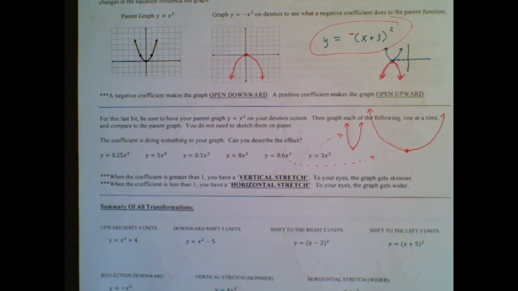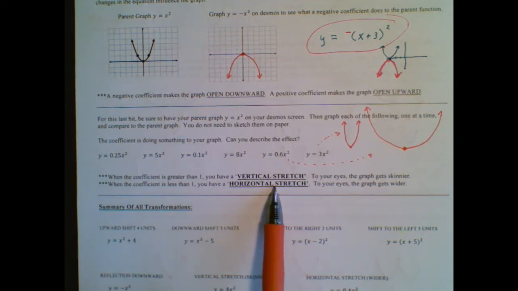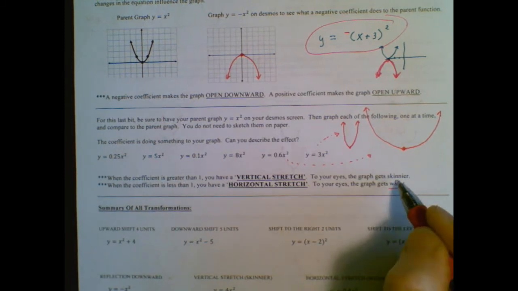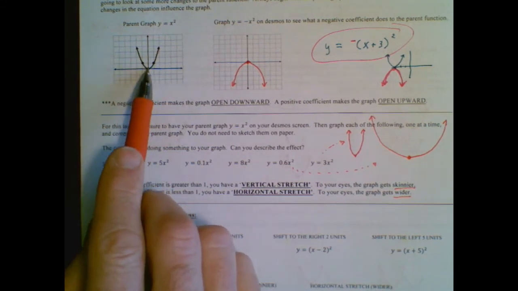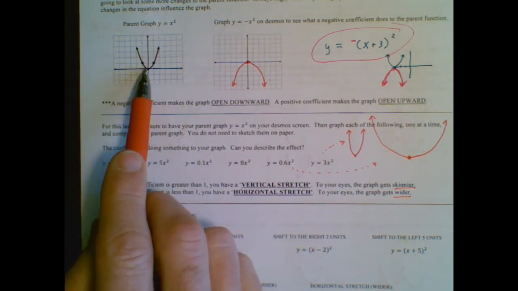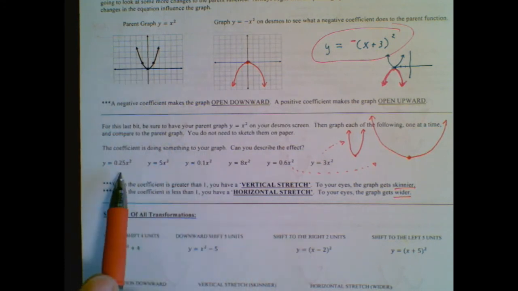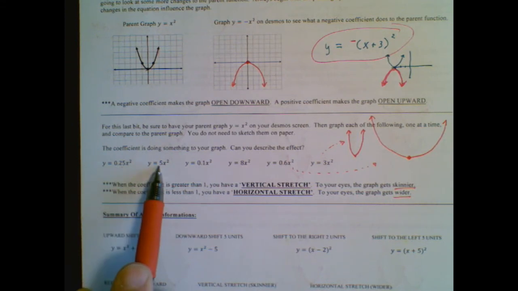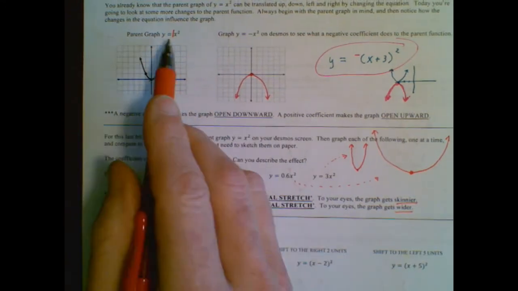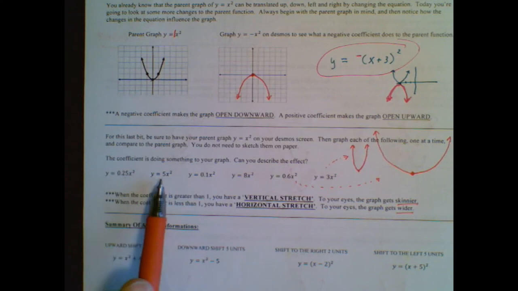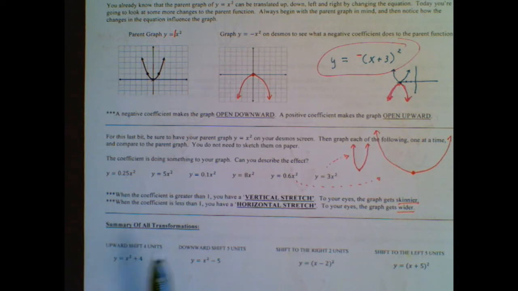Okay, this next part and the last part of the new learning is what's called the vertical or horizontal stretch, but you might want to think of it as the graph getting skinnier or wider. So think of your parent function, y equals x squared, having kind of a standard width. As soon as I add a coefficient, here's a 0.25, so it's smaller than 1. Here's a 5, that's bigger than 1. Remember, the parent graph has a coefficient of 1. So when I make my coefficient bigger or smaller than 1, I affect the width of my graph.